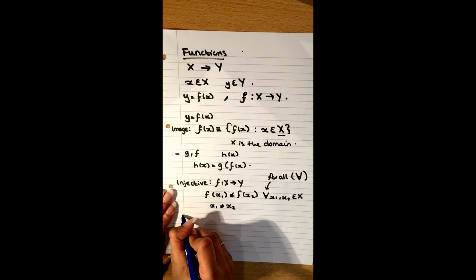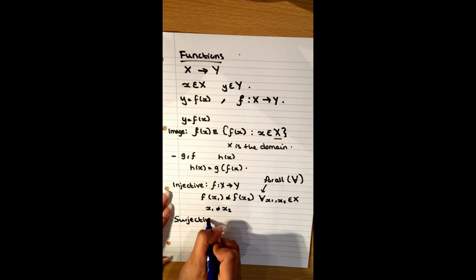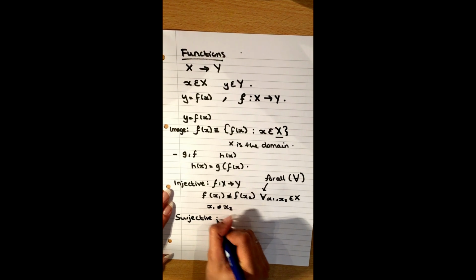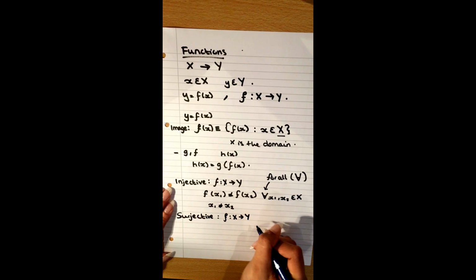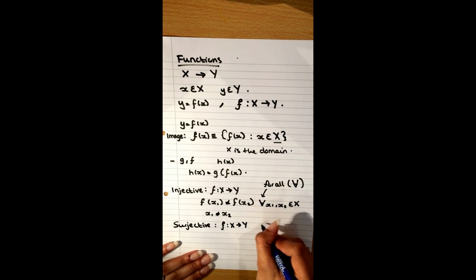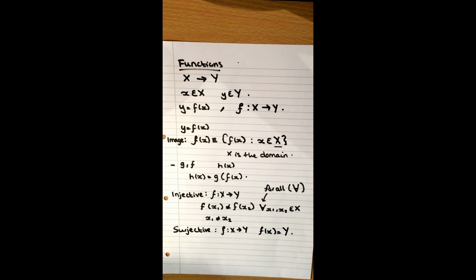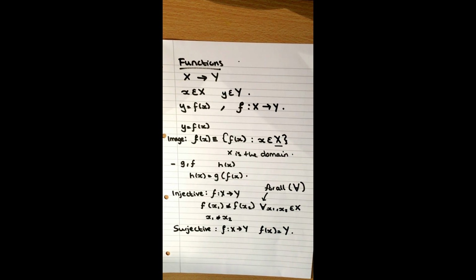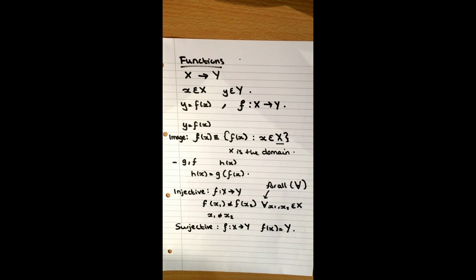Our function is surjective if your function is onto. So that would mean f of x equals your set y. In other words, for any value y, there exists at least one x such that y equals f of x.